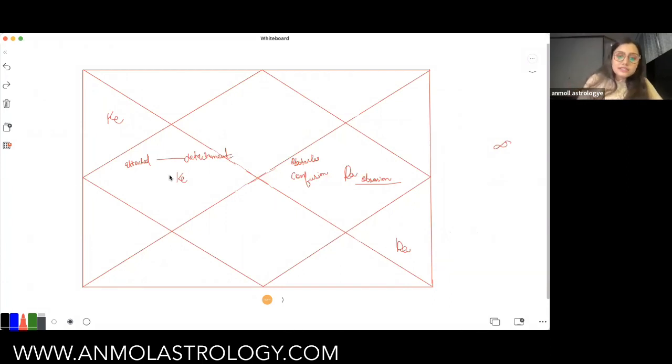And this is also about transformation. People quote Ketu to be destruction. I would say the good word for it is transformation. Good word. Why transformation? That depends.